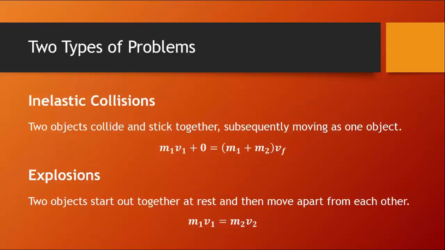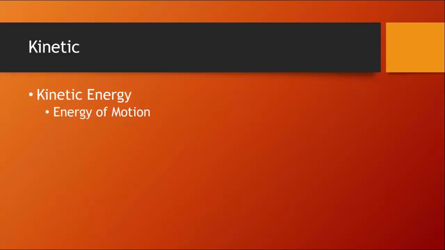Just like before, let's go back to our definitions page and write that equation for explosions. m1v1 equals m2v2. This lesson is about energy. There are many, many different types of energy. There are two specifically that we'll be dealing with right now. The first is kinetic energy. Kinetic energy is energy of motion. Moving things have this particular type of energy.